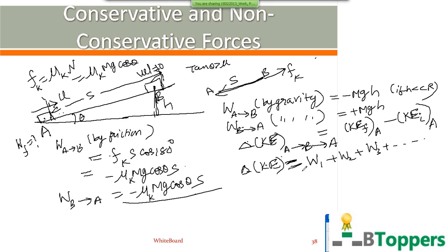So suppose the body completes a round trip just under the action of only conservative forces. That means every force which acts on the body is a conservative force. If the body completes a round trip under the action of conservative force or forces only. Of course, in some problems the body may move only under the action of a single conservative force, whereas in some examples the body may move under the action of two or more conservative forces. So if the body completes a round trip under the action of conservative forces only, then the work done by each conservative force for the round trip will be 0. Then the change in the kinetic energy for the round trip will be 0.